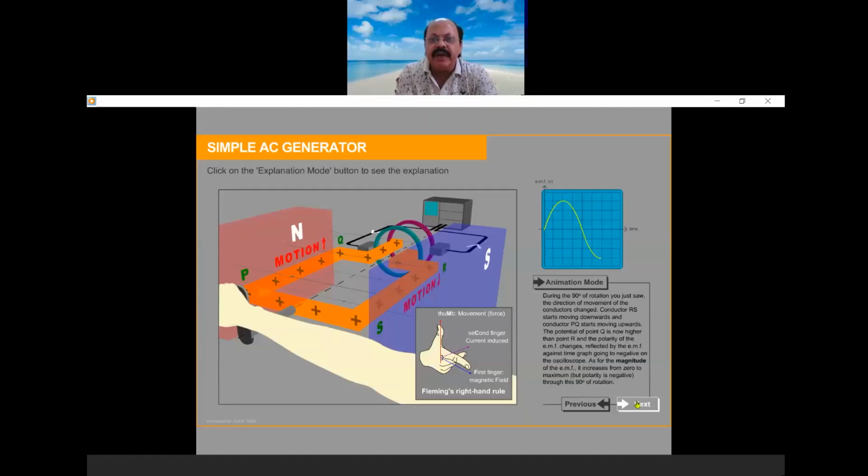Now further we rotate so that the complete rotation of one cycle takes place, that is in the time period T.